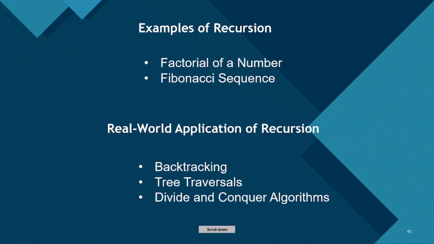So we are taking examples of recursion. First we are taking the factorial of a number, then we are taking the Fibonacci series, and after that real world applications of recursion: first backtracking, then tree traversal, and then divide and conquer algorithms. So first, the factorial of a number. Let's calculate it using recursion. The factorial of n, denoted n factorial, is the product of all positive integers from 1 to n. So I will write the code here.